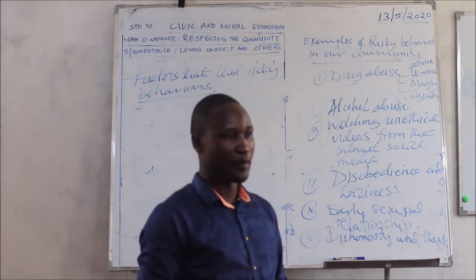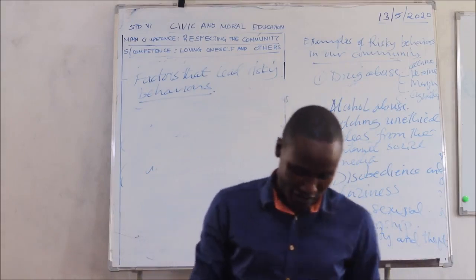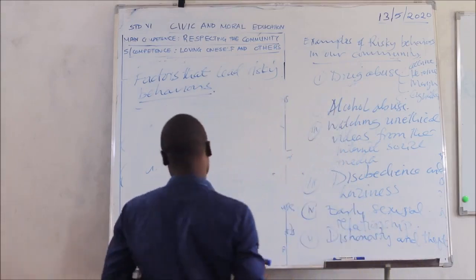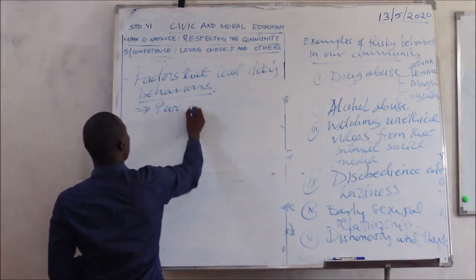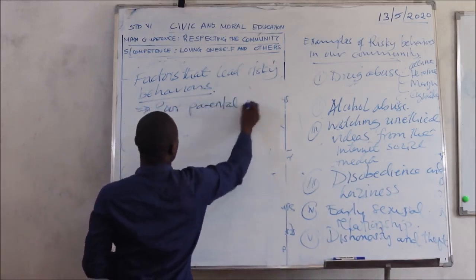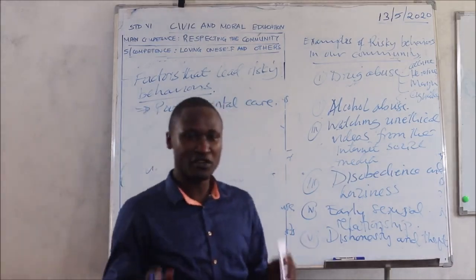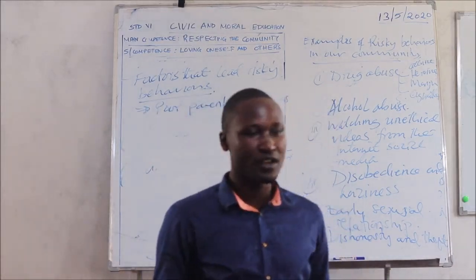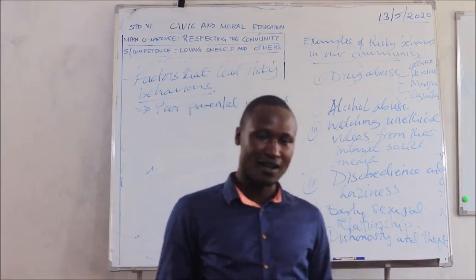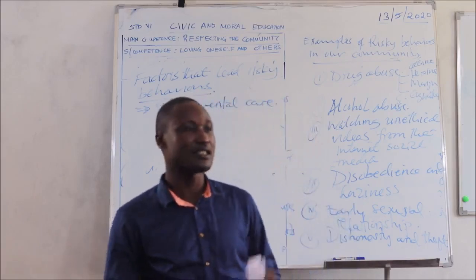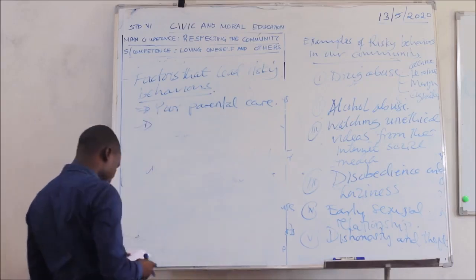What are the factors that lead to risky behaviors in our community? There are so many factors that contribute to risky behaviors in our society. One of them is known as poor parental care, or lack of parental care. If the parents are not keen, their children can engage in risky behavior. So this is a word of advice for parents to make sure that they take care of their children.